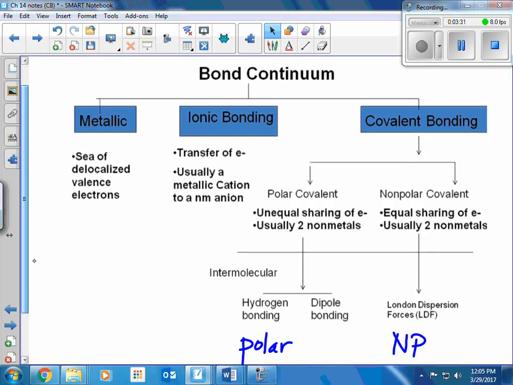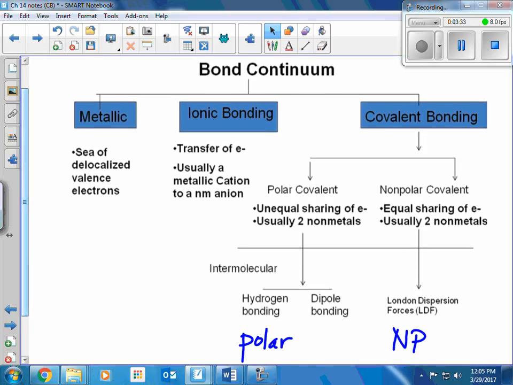And then we're going to talk about this bond continuum and how different compounds are being made. We've talked about metallic already, a sea of delocalized valence electrons. And again, this is just what makes aluminum, and copper, and nickel, and all the different metallic elements that we have here on the periodic chart. All right, looks like I have some drawing on here from another podcast. So again, this would be aluminum and copper.